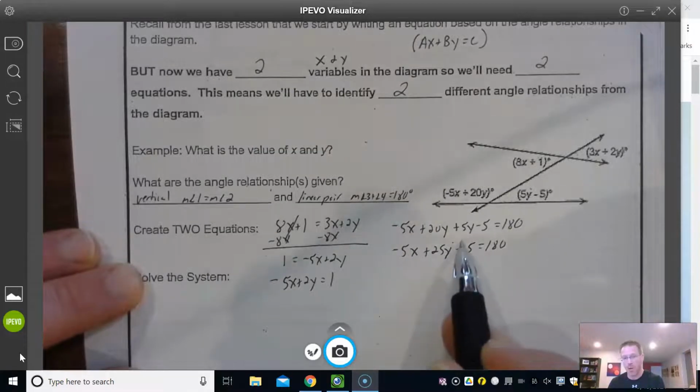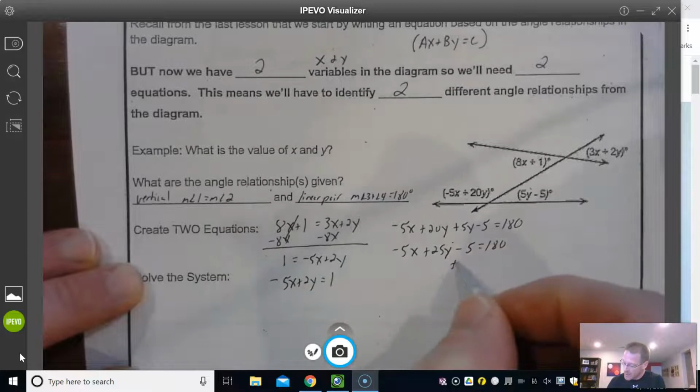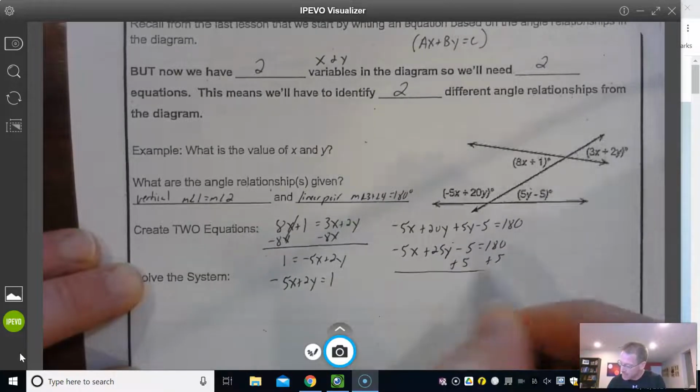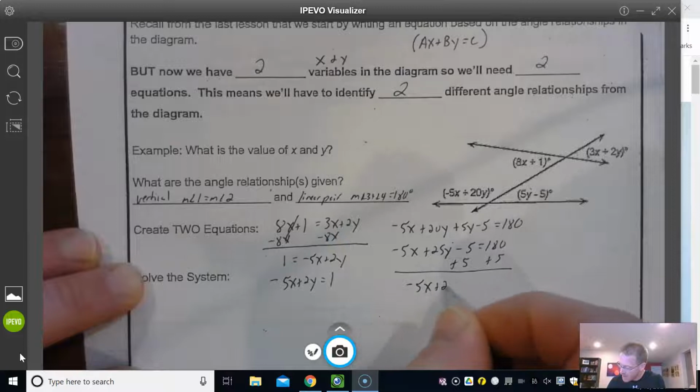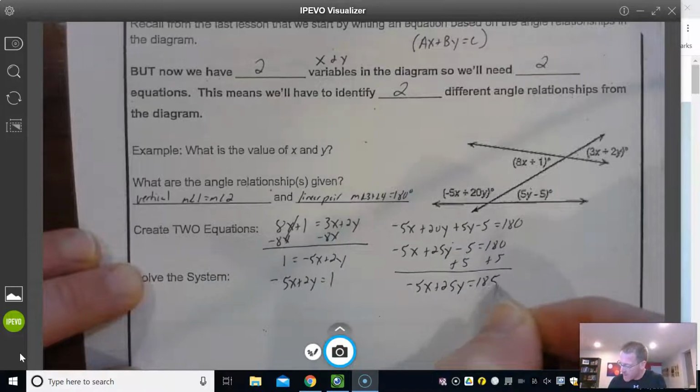Now I want to move this number to be on the right side. So I can add 5 and add 5 here. So I get negative 5x plus 25y equals 185.